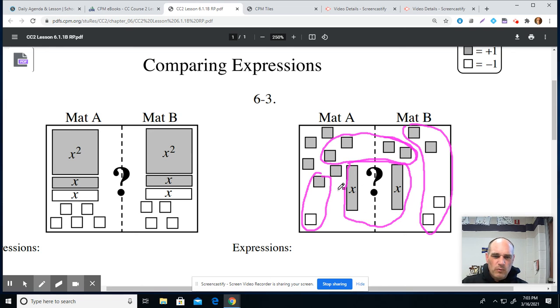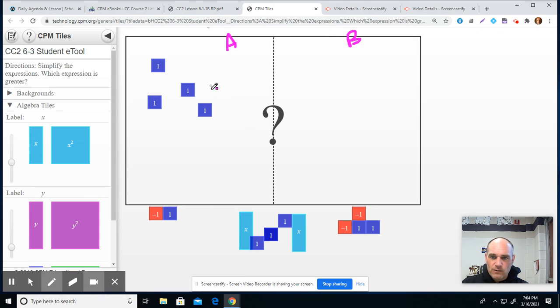So if you notice on my board, I still have 1, 2, 3, 4 positives on mat A, and I have actually nothing left on mat B. So this side is going to be larger. If I go back to my other screen, once again, we notice I have 4 positives on this side. I have nothing on this side. Therefore, this side is going to be larger.